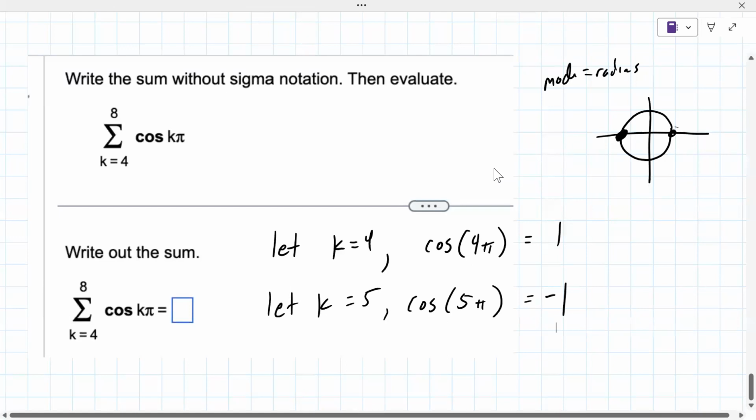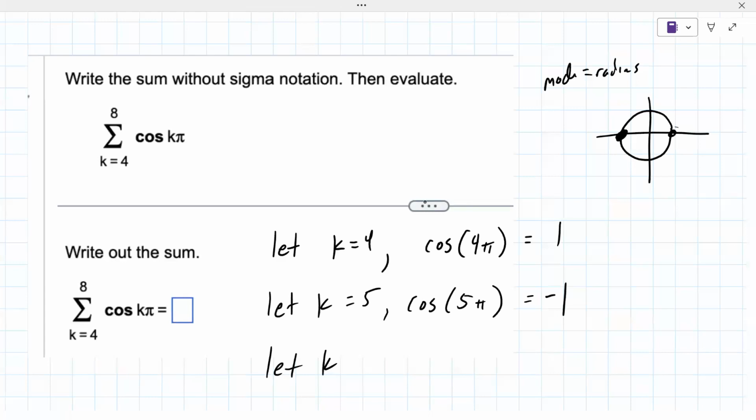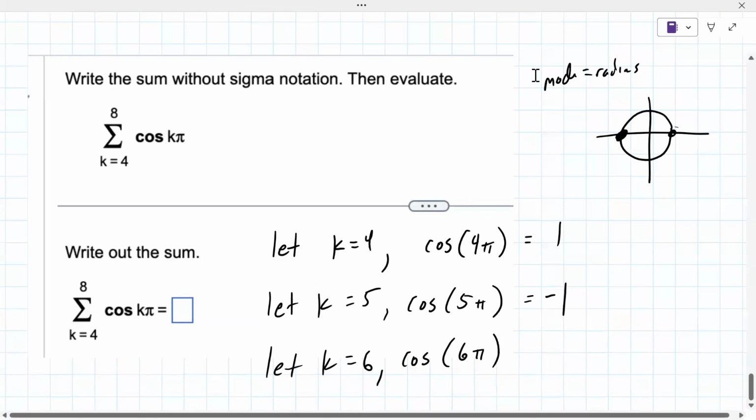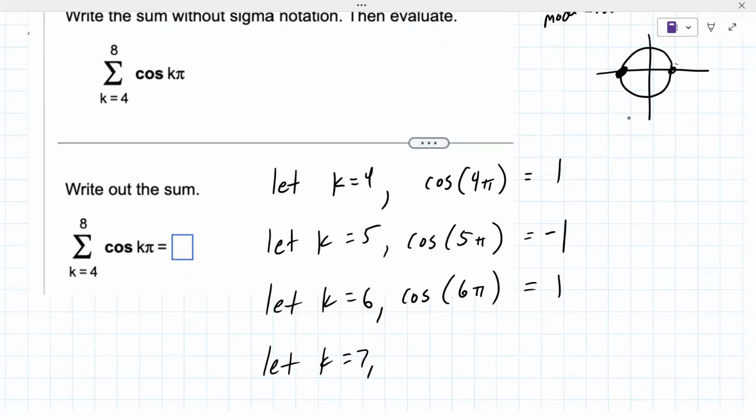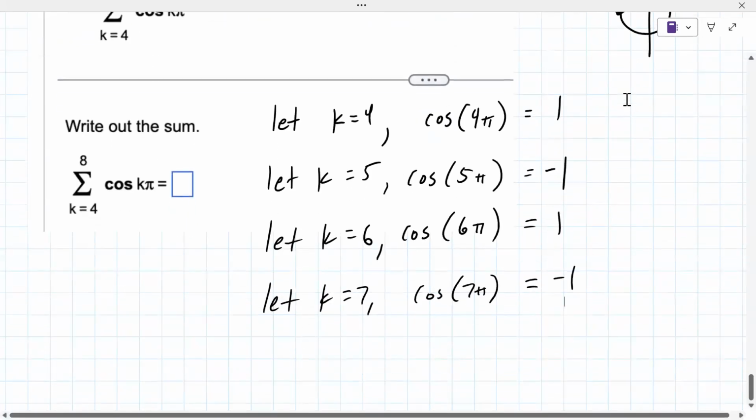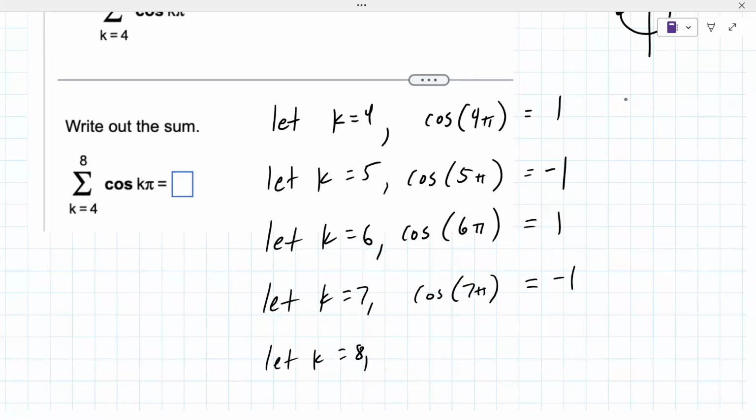Okay. Then you let k equal 6. So it's cosine of 6 pi. And what you'll start to notice here is when you move by pi, you're going 180 degrees. So it's pi and then pi and then pi and then pi and then pi. You're always going back to these 2 points. So this one is 1. This is from your trig class, which you can always use a calculator. -1, and then let k equal 8, and cosine 8 pi is 1.